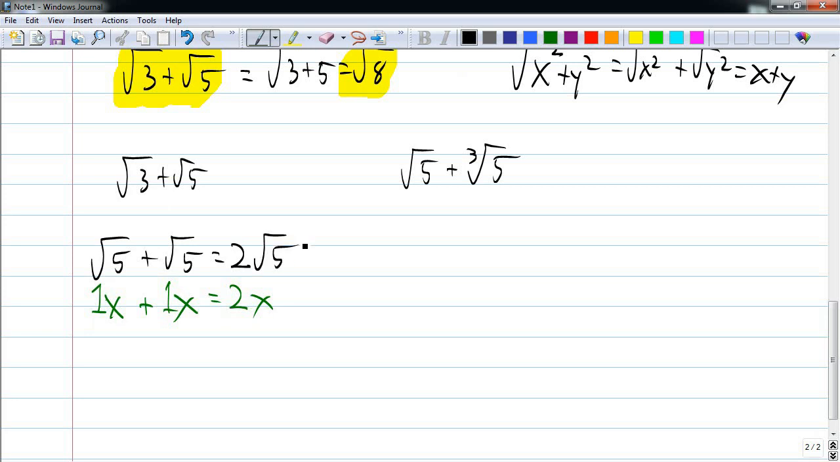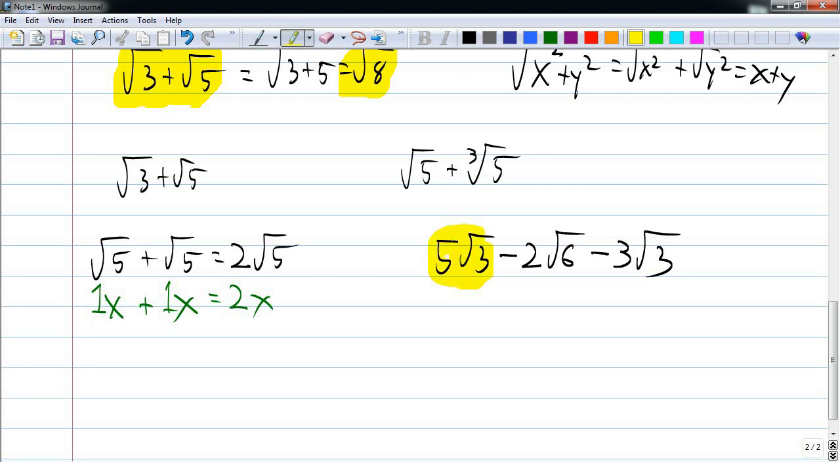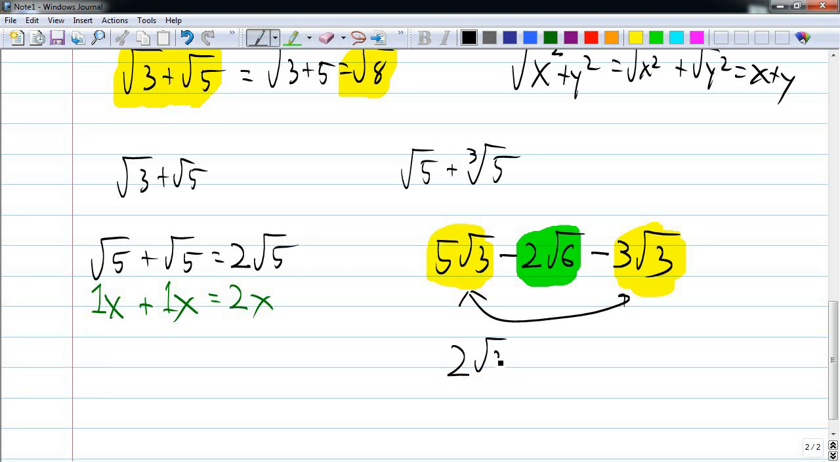Okay? And if I have something like 5 radical 3 minus 2 radical 6 minus 3 radical 3, these two terms have the same radicals, so they are like terms. This is the odd man out. So I combine these two terms. A 5 minus a 3 is 2 radical 3, and then this last term I just smack on to the end like that. Okay? Radicals have to be the same for you to combine them.